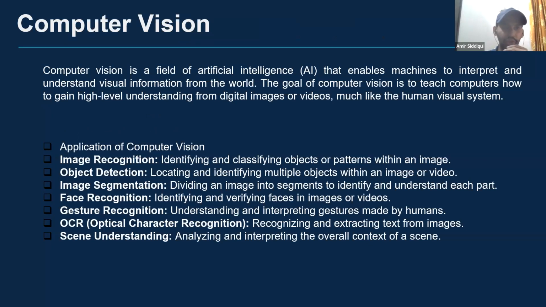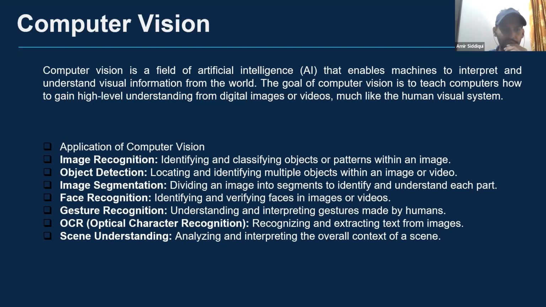So first of all, we need to understand what is computer vision. Because we are talking about images and video, computer vision is a branch of AI that enables machines to understand visual information. Visual information includes your images and your videos. So whenever you are working on these data sets, you will be using computer vision.